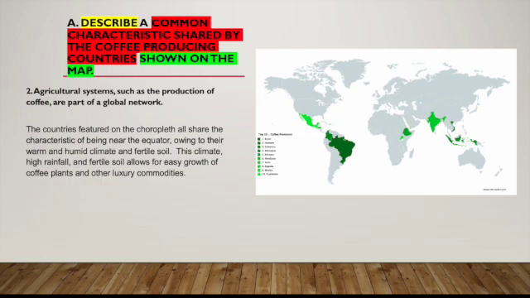So a sample answer for this would be, the countries featured on the choropleth all share the characteristic of being near the equator, owing to their warm, humid climate and fertile soil. This climate, high rainfall, and fertile soil allows for easy growth of coffee plants and other luxury commodities.